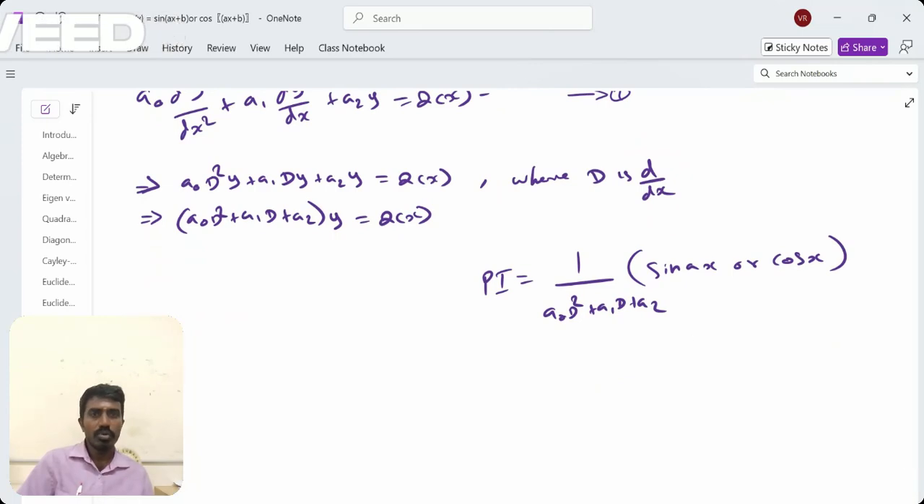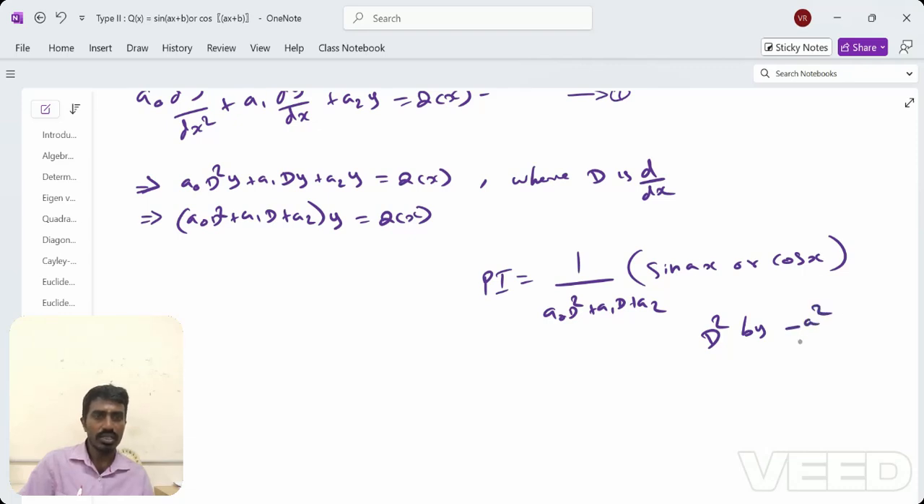For type 1, it is e power ax, so we have to replace D by a. In type 2, it is sin ax or cos ax, so we need to replace D square by minus a square. It is not minus a the whole square, it is minus a square. After substituting this, provided the denominator should not be equal to 0. Suppose you are getting denominator equal to 0, then multiply x in the numerator and differentiate the denominator with respect to D.